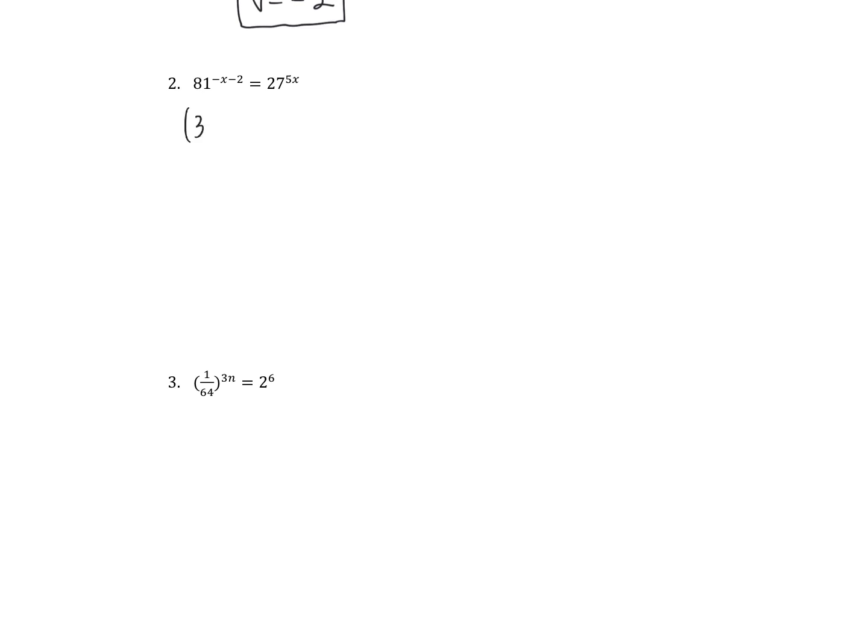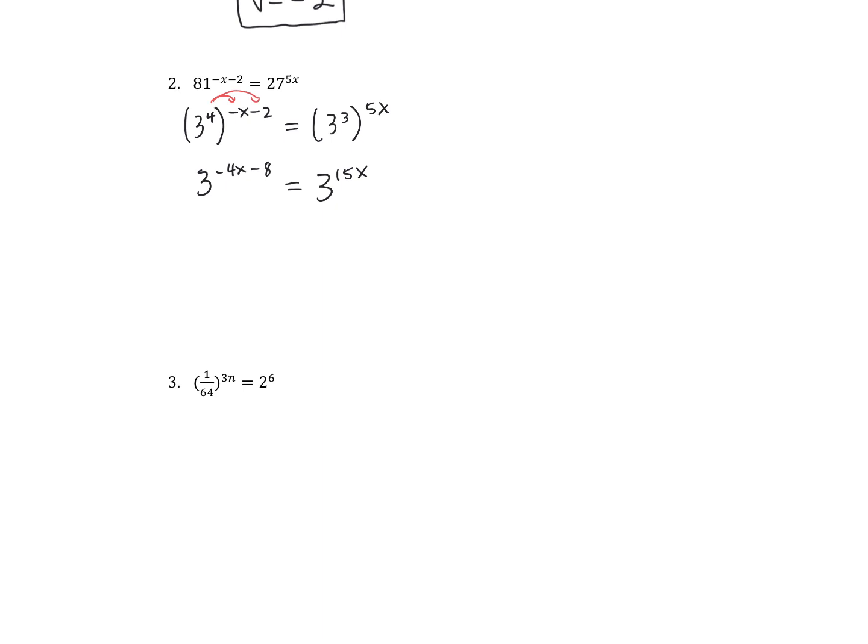So 81 is 3 to the 4th. Then I just bring down the other exponents that were there. 27 is 3 cubed. Bring down the other exponents that were there. If you have one base and then 2 exponents like you do here, remember that what you do is you multiply the exponents together. So in the first case, you distribute the 4. So we'll get 3 to the negative 4x minus 8. And on the right-hand side, we multiply 3 times 5x, and so we'll get 15x.